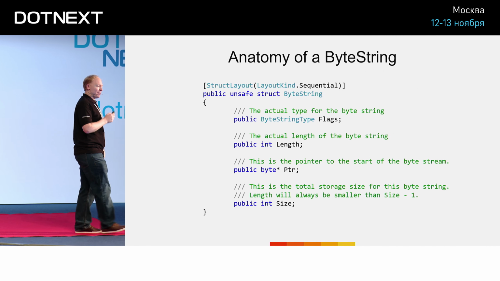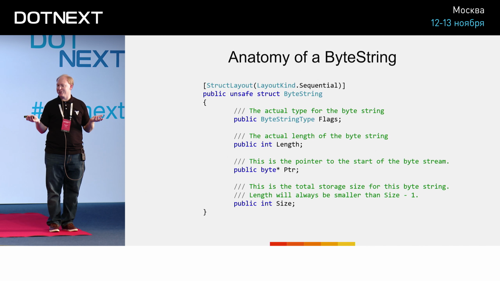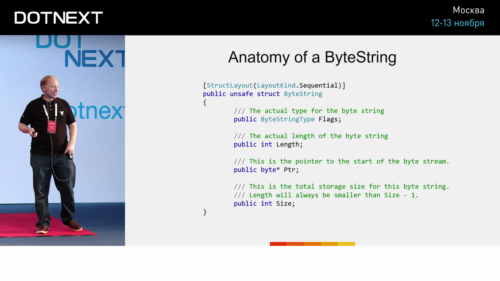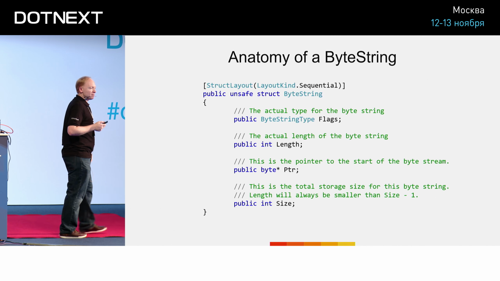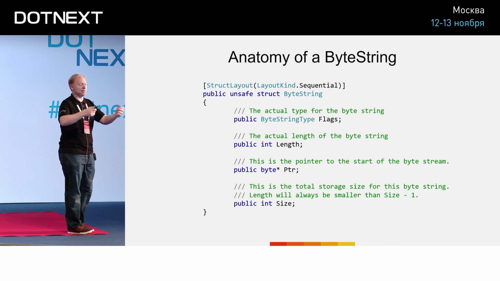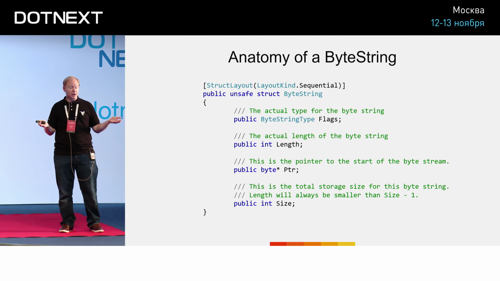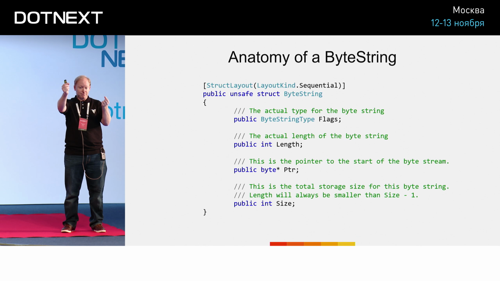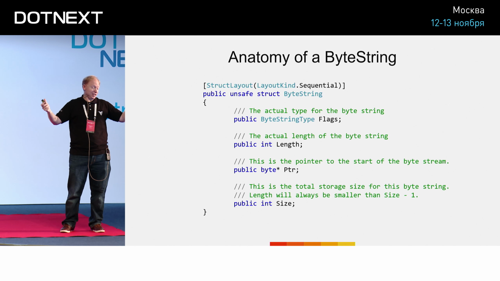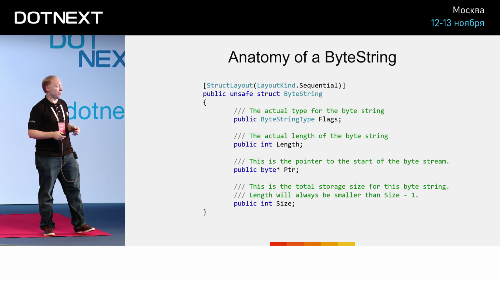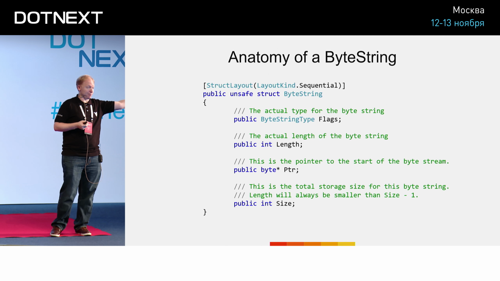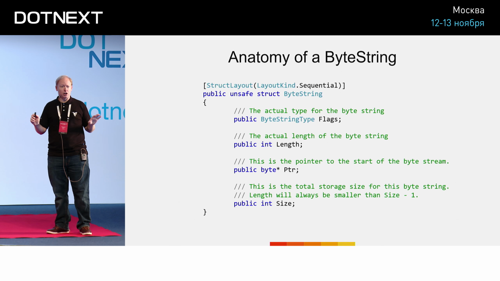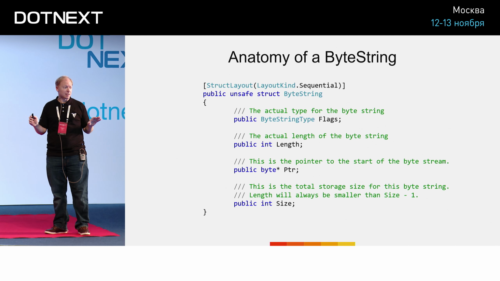So I'm going to talk a little bit about our byte string, because we can't call it string. That name is already taken. Our byte string has this form. We have some flags, that's a byte. The length of the actual string, the unmanaged pointer to the actual memory that holds this byte stream, and also the size of the allocated segment in case I have to return it for being reused. Not much different from a C++ string, right?